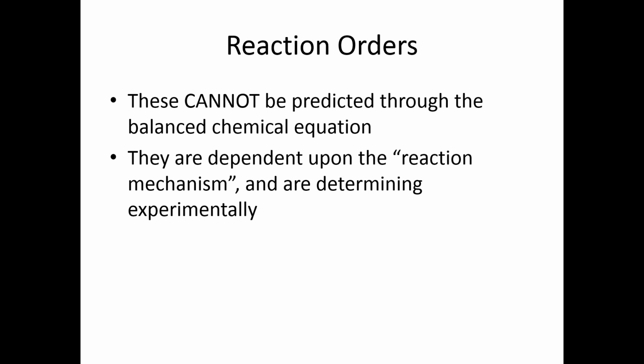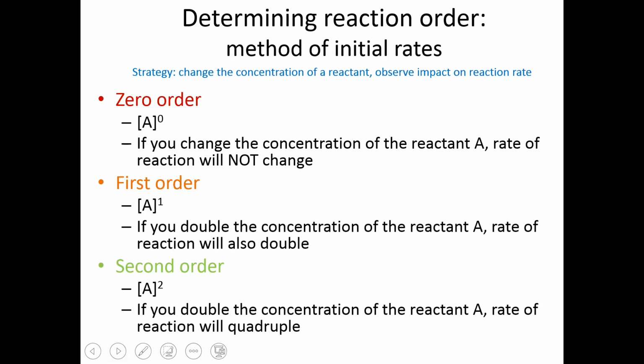And these reaction orders, the exponents, cannot be predicted through the balanced chemical equation. You can't just look at an equation and say, oh yeah, the rate law is going to be this. They are dependent upon the reaction mechanism, which is something that we can't see easily, and they're determined experimentally. So we're going to look at what kind of data we might look at in order to determine the reaction order. There's a couple of different methods for determining reaction order, and the method we're going to be looking at today is the method of initial rates.